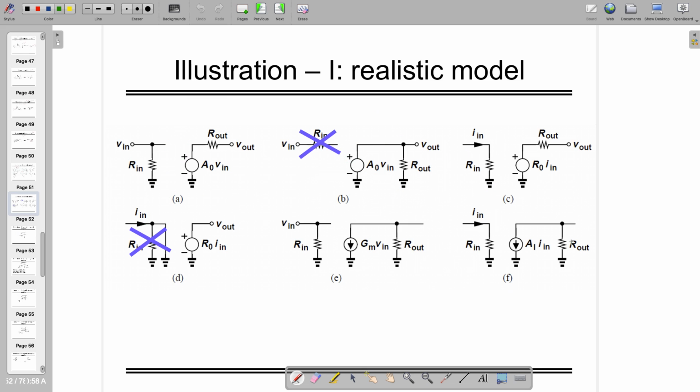The answer-wise, you can see B and D are not realistic. You can think about it, and if you find any difficulty, you can write to me in the comment box, or you can mail me, right, so that I can help you.